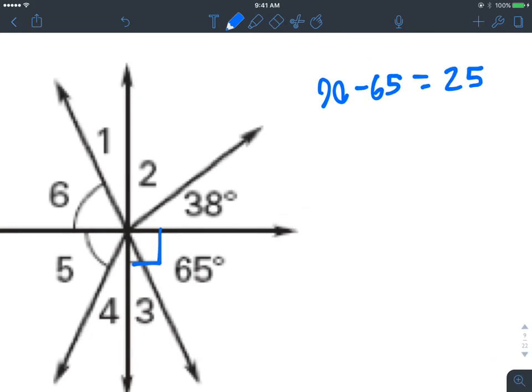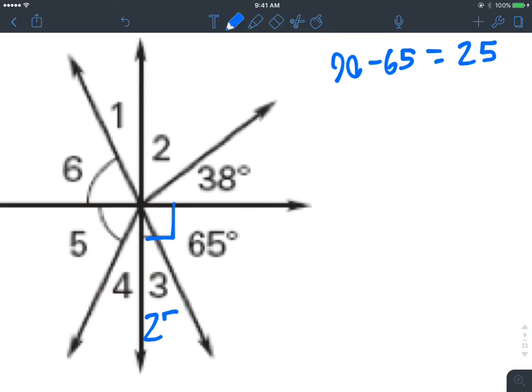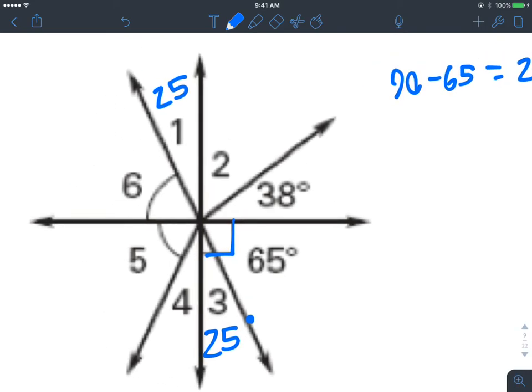All right. And then, so yeah, we can go put 25 degrees. And then you got a vertical angle going on here with 1 and 3. So then that should be 25 up there. Therefore, 65 should be over here by angle 6.